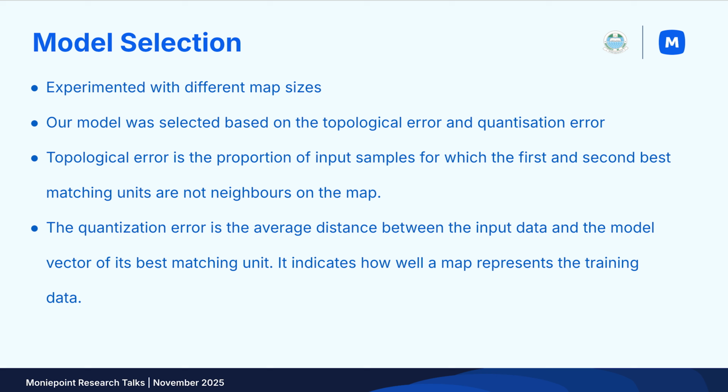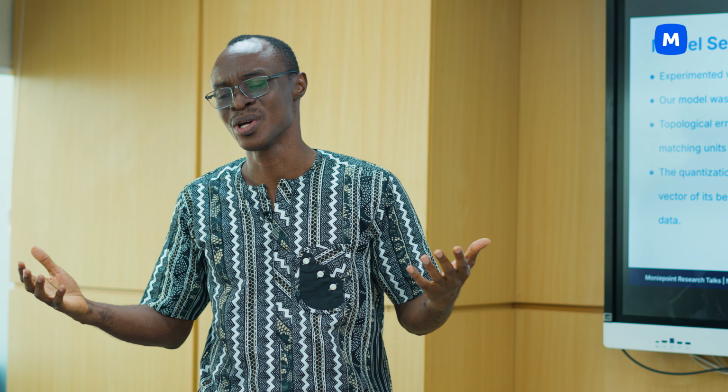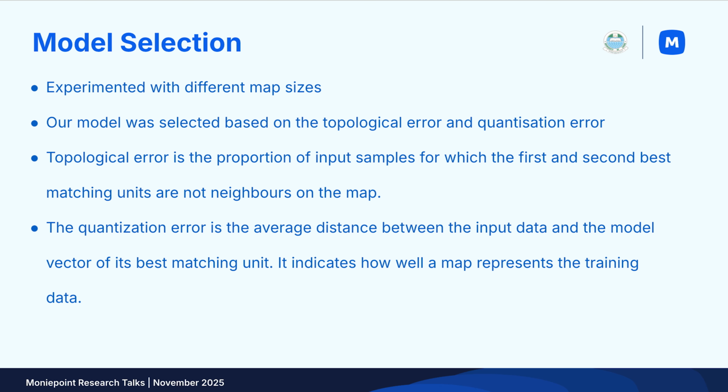Like we said, we didn't have an idea of the kind of SOM we should do. What size should it be, right? So we actually had to experiment with different map sizes. Our model was selected based on metrics again. We had something called topological error, and we had something called quantization error.